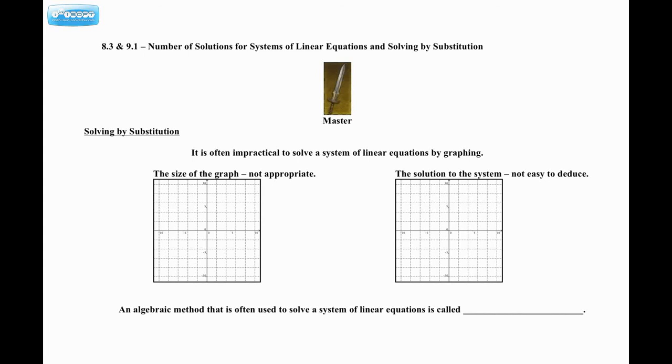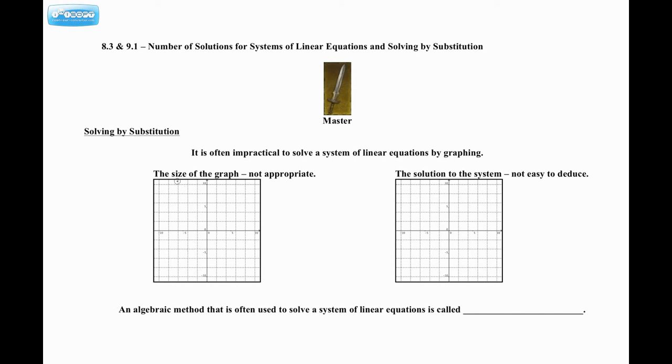Okay, this is the master video, Chapter 8, Section 3, and Chapter 9, Section 1. In this video we're actually just going to cover Chapter 9, Section 1, because we're going to introduce this whole notion of solving a system by substitution. Well, before I explain what that is, I'll show you why we need it.